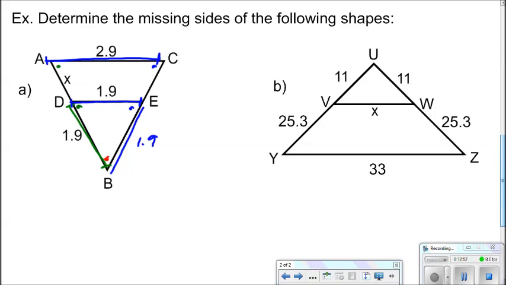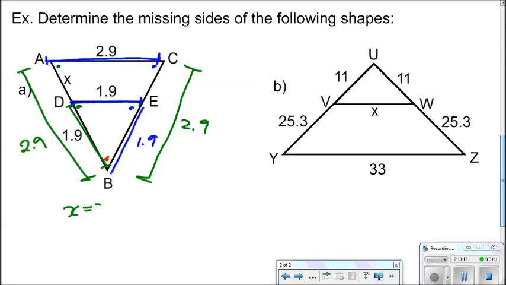And so AC and DE are the corresponding side lengths. They have the same angles on both ends of those side lengths. And B to D and A to B are the same. And so if the inside triangle is an equilateral triangle, the outside triangle is also an equilateral triangle. So all the lengths are 2.9. So the missing length from A to D is just the difference between 2.9 and 1.9. And hopefully you remember difference means subtraction. So that length would be 1.0. There's no units, so we don't need to include units on our response.